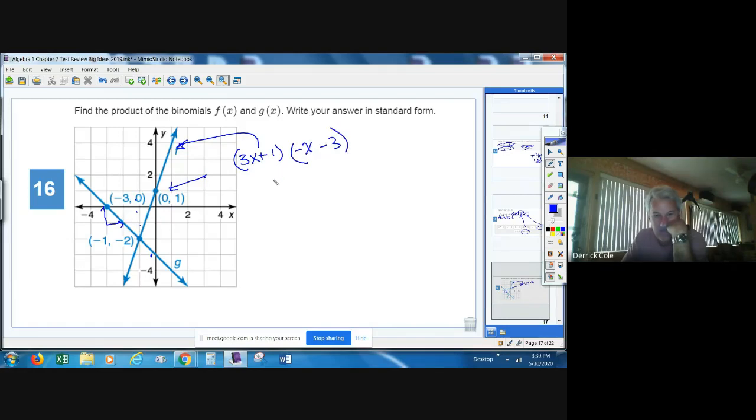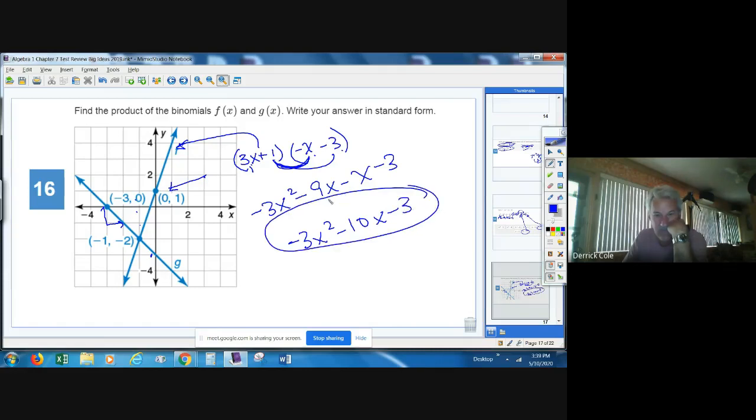So now I FOIL. 3x times negative x, negative 3x squared. 3x times negative 3, minus 9x. Negative x times 1, minus x. And 1 times negative 3, minus 3. So I get negative 3x squared minus 10x minus 3. Got to be able to write an equation from a line to be able to do this. That is bringing back some old information. I get it. It's tough. All right.